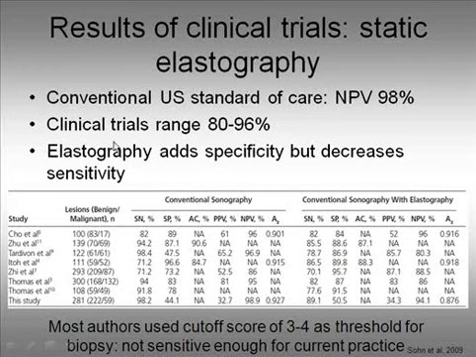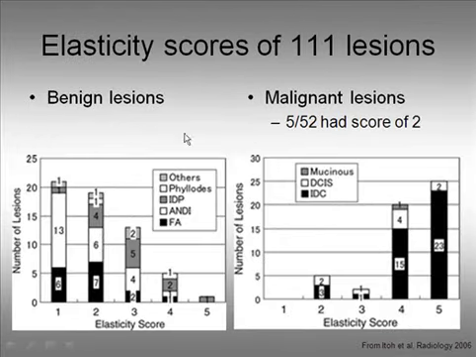And in the clinical trials utilizing static elastography, the negative predictive values ranged from 80 to 96%, which is not quite enough for us to not do a biopsy. Elastography greatly increased specificity, but it decreased sensitivity unacceptably for our standards. However, most of the authors were using a cutoff of an elasticity score of 3 as their threshold to do a biopsy. So what happens if we look at different scores?